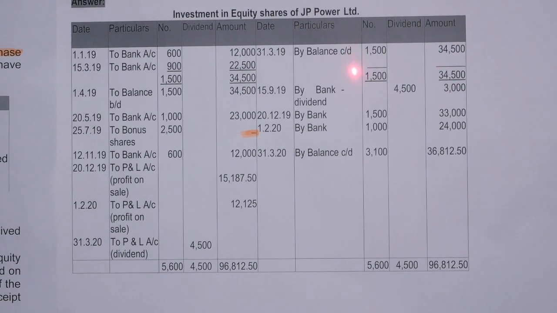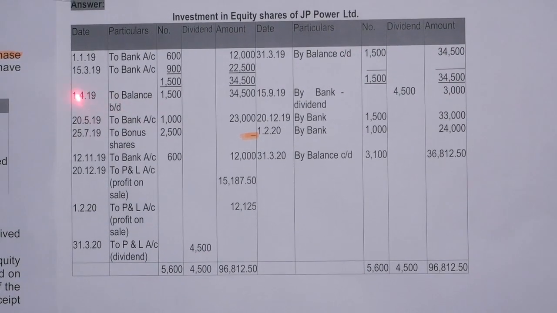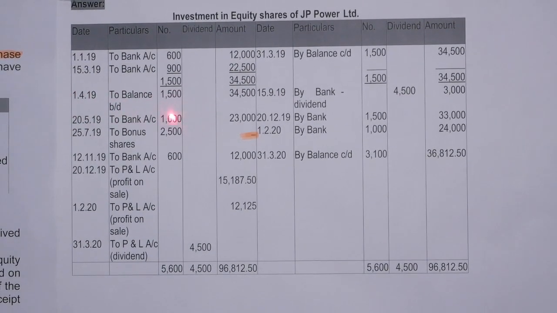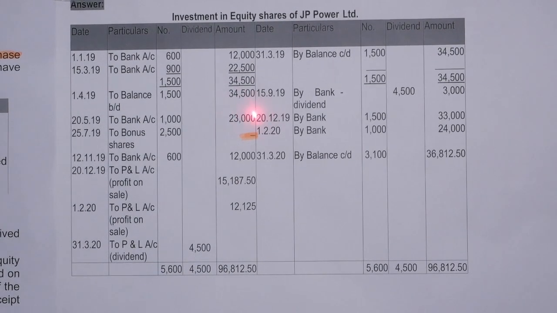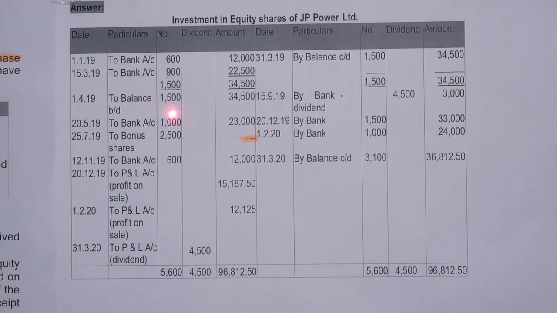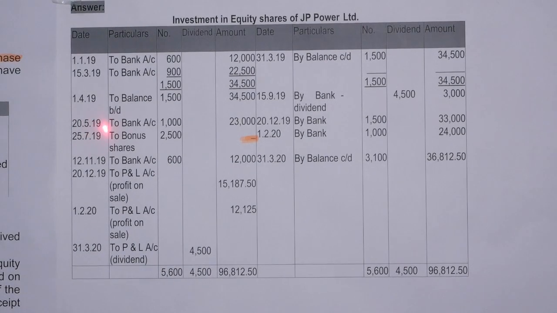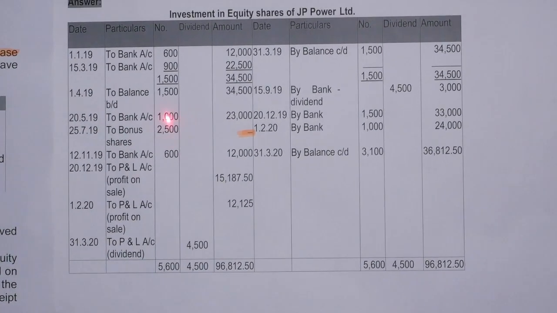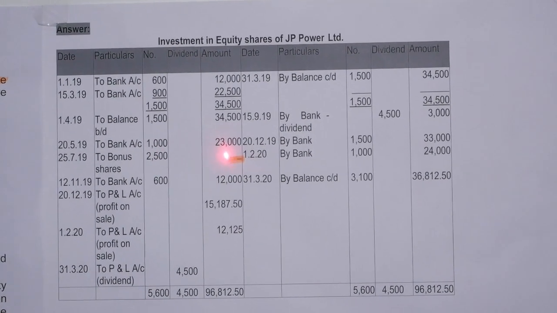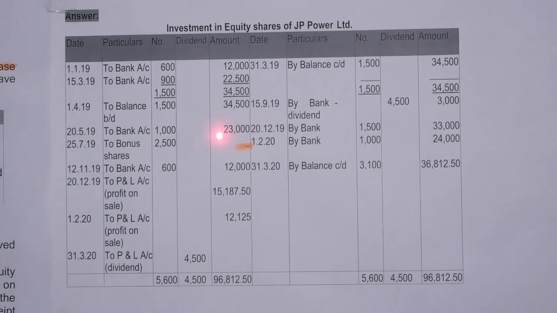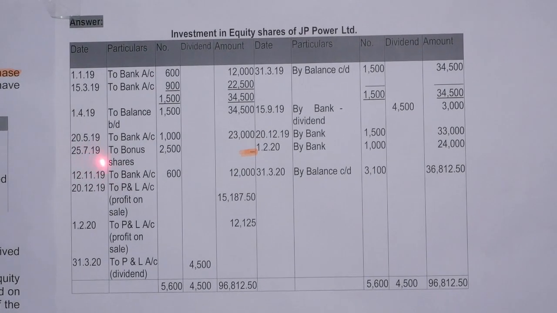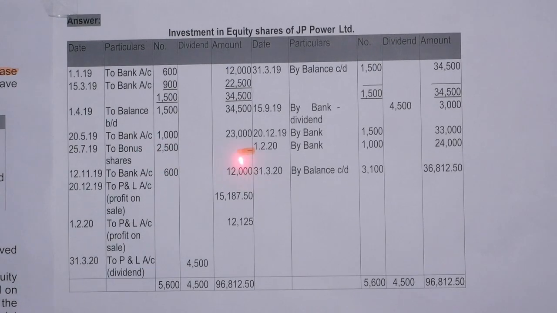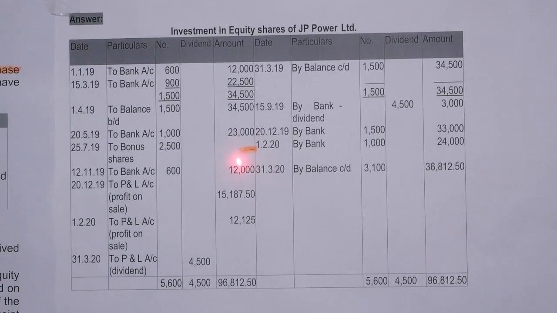1500, and it will be brought down to the next year on 1st April 2019 to balance BD 1500 share, and the value is 34,500. On 20th May 2019, Mr. Vijay purchased 1000 share at the rate 23 per share. So 1000 into 23 is equal to 23,000. And on 25th July 2019, Vijay received 2500 bonus share, the cost of which is nil. That's why the amount column is nil.